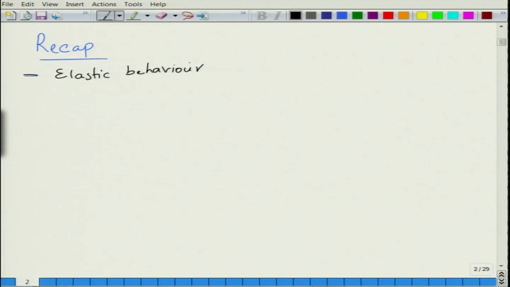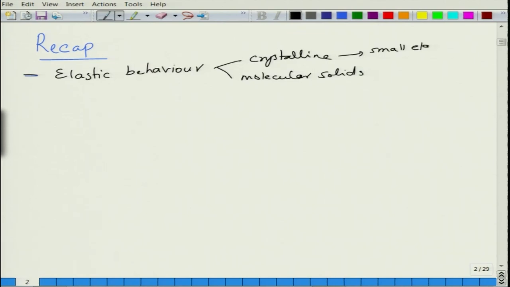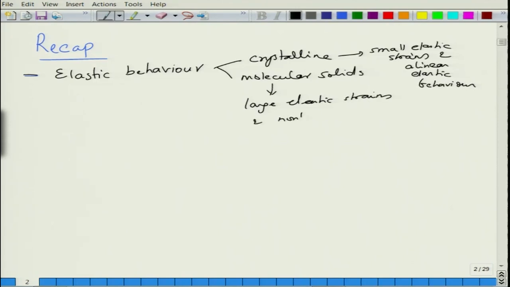So here we basically looked at what is the elastic behavior of crystalline solids, just a qualitative plot, and then of molecular solids like polymers. Generally these exhibit small elastic strains and linear elastic behavior, whereas molecular solids show considerably large elastic strains and can show nonlinear elastic behavior, especially in materials like rubber.